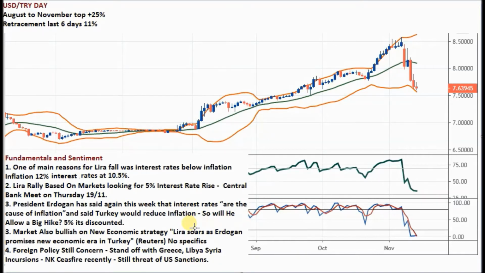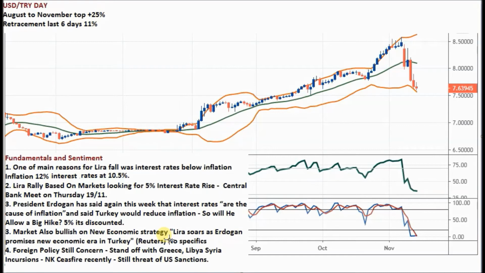Now, he's appointed the guy at the central bank. Is he going to allow a 5% interest rate hike? I just don't think so. I think now, after that big fall, the market is looking for 5%, it's discounted. I think also the dollar fell because the market's just bullish on the new economic strategy in Turkey.